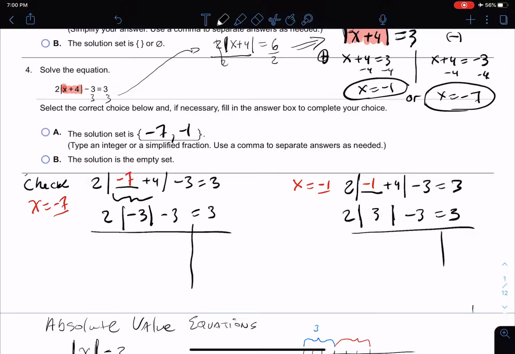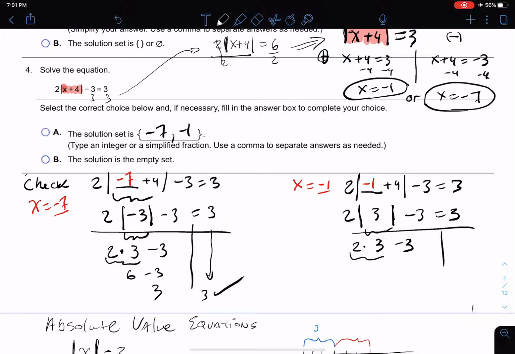Why did -7 work and also -1 work? Why did 2 answers work? Well, because the absolute value of -3 gives me 3, and the absolute value of +3 gives me the same answer of 3. And so we will get the same answer on the left. So 2 times 3 is 6, and 6 minus 3 is 3. And that is perfect because that's what I had on the right. And so same thing over here. 2 times 3 is 6, minus 3 gives me 3. And that's awesome because that's what I had on the right.